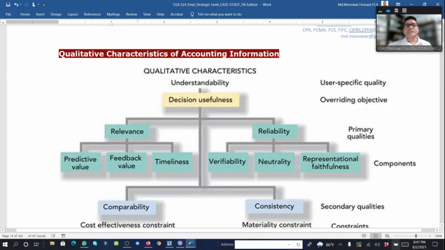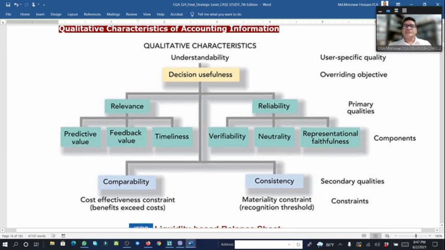And if you see the financial statements, the quality of information matters. If we go to the financial side, the financial data or information should be understandable, relevant, reliable, have predictive value and feedback value, be timely, verifiable, neutral, comparable, and consistent. All these characteristics are divided in different ways.